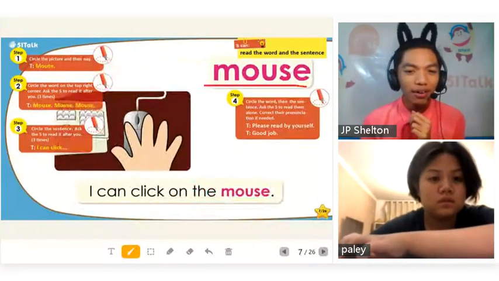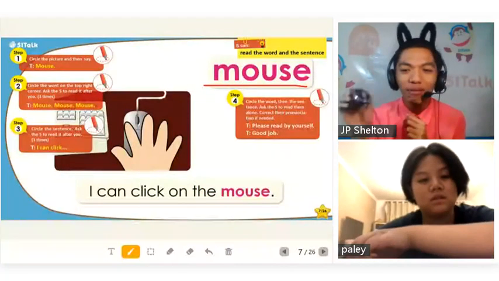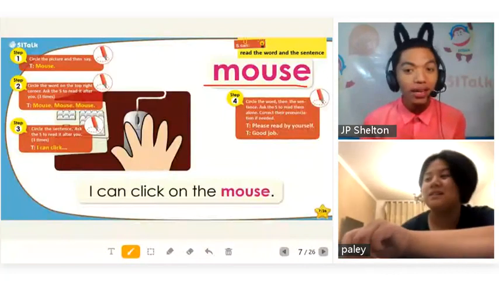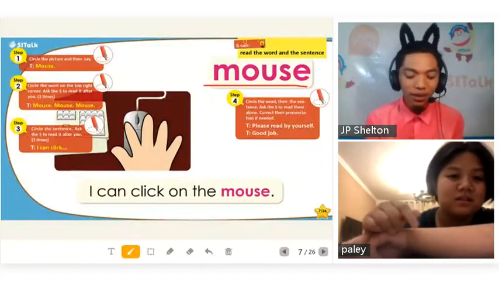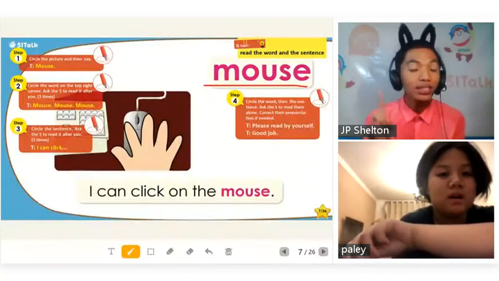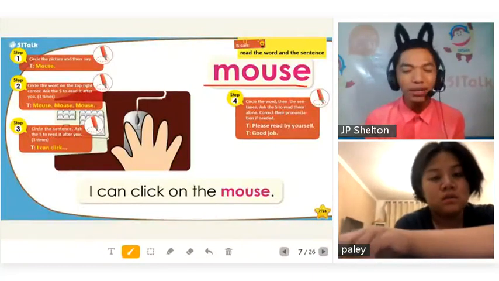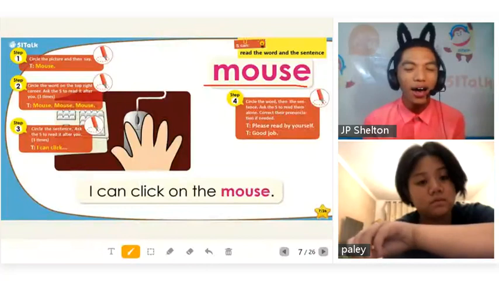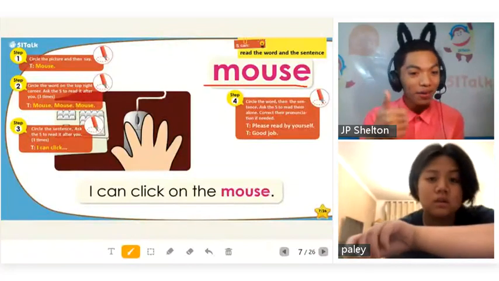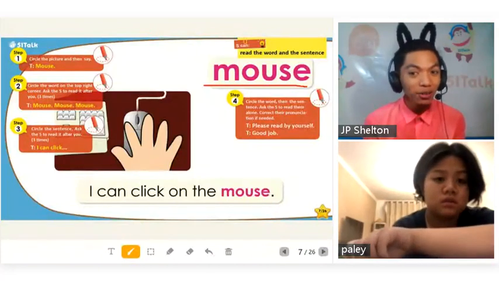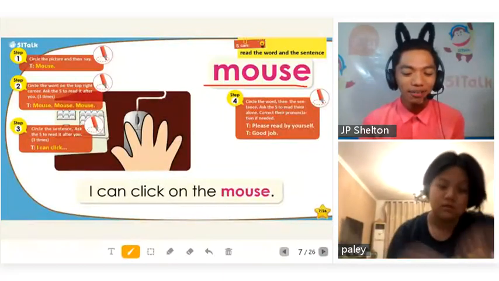The next word that we have is mouse. Mouse. Do you have a mouse? No, I don't have one. You don't have one? Okay, now let's read it three times. Mouse, mouse, mouse. Very good. Great job. Now let's read a sentence. I can click on the mouse. I can click on the mouse. Very good. Can you click on the mouse? Yes, I can. Very good. Now let's go to the next page.